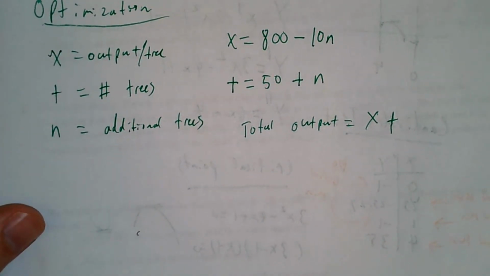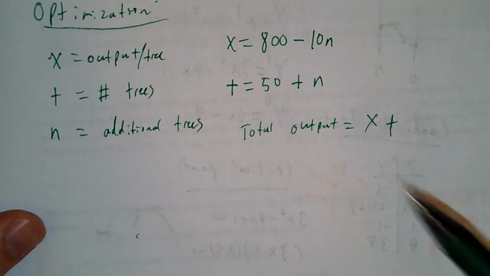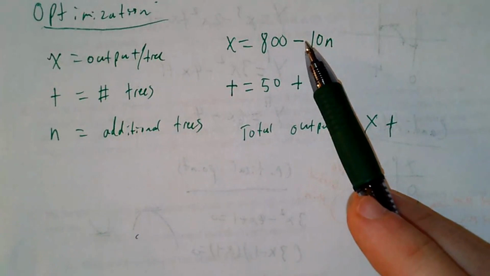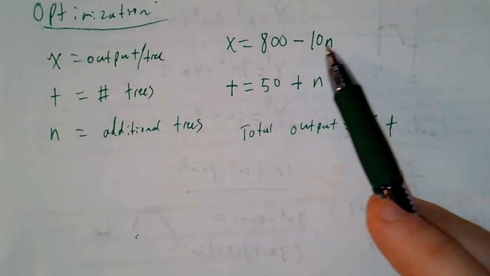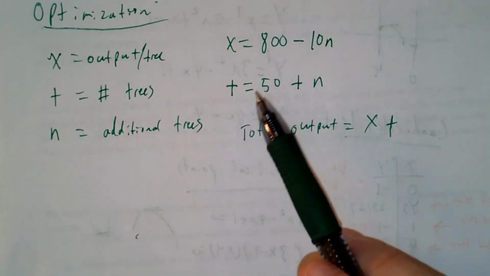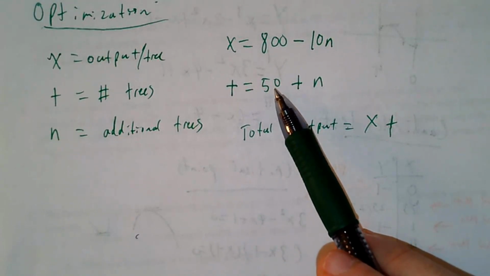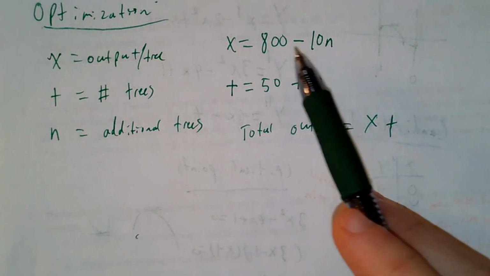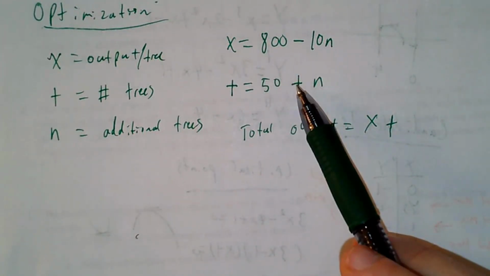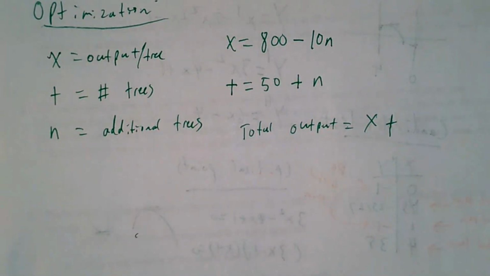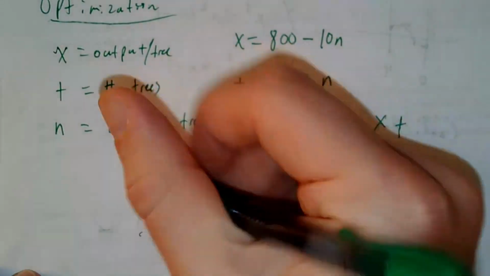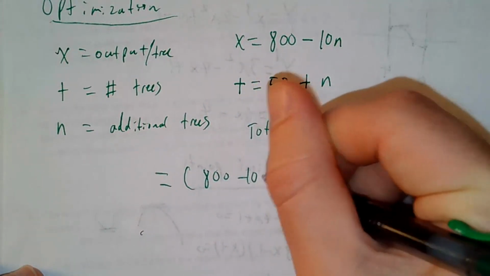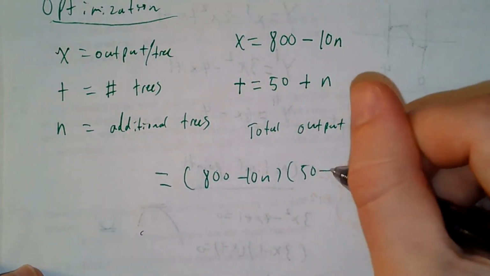So you might want to pause, just refer back to that. So again, this 800 is we're given that it's 800 apples per tree, and then we subtract 10 for every tree that we add. And we start with 50 trees, and we can add as many as we want. We can add n. So the output per tree times the number of trees that we have is going to be our total output. So this is going to be, them multiplied together, 800 minus 10n, 50 plus n.